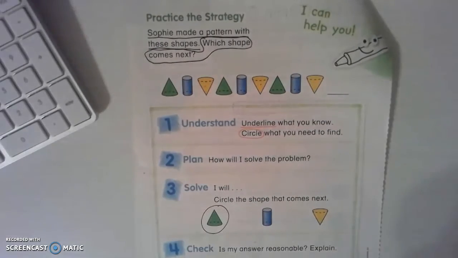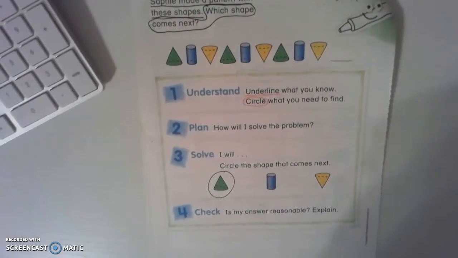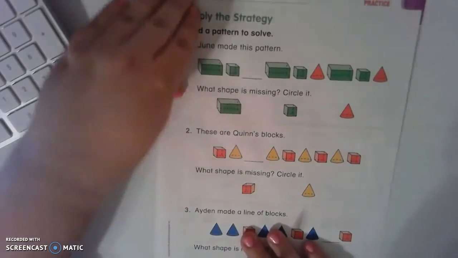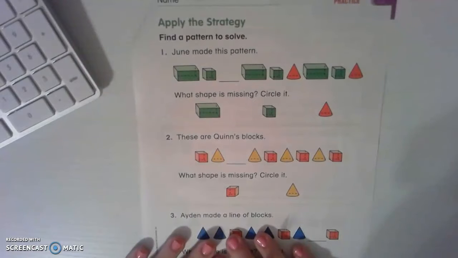And then number 4, check my answer. Is my answer reasonable? It is reasonable because we just looked at the pattern. Okay, boys and girls, I'm going to do one more with you because they look a little bit different than what that one looks like.